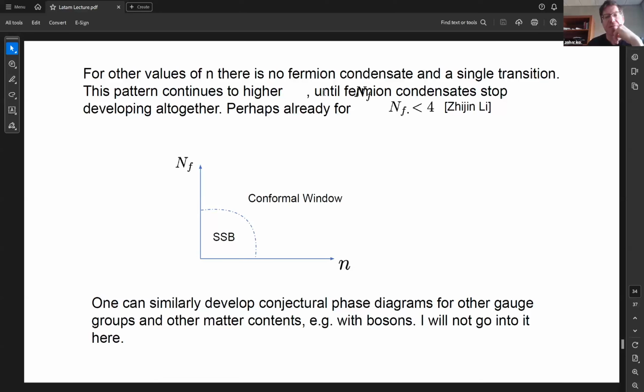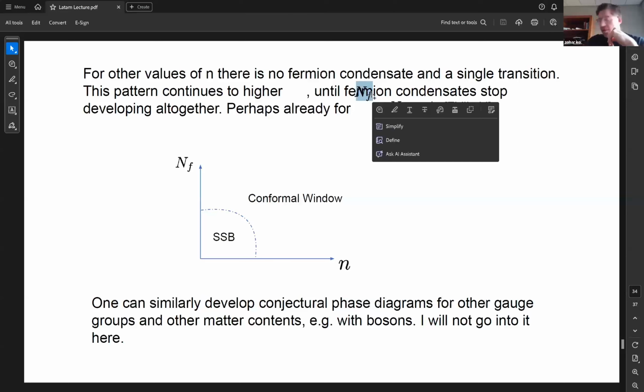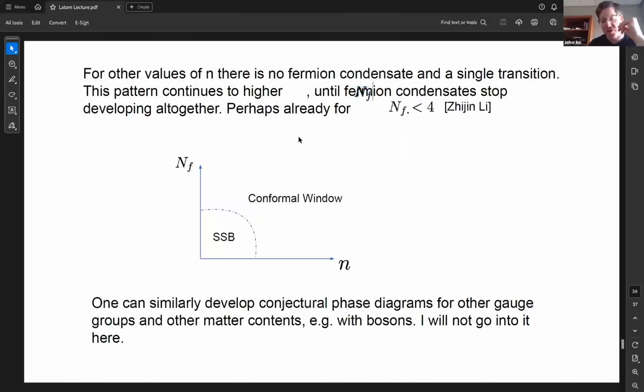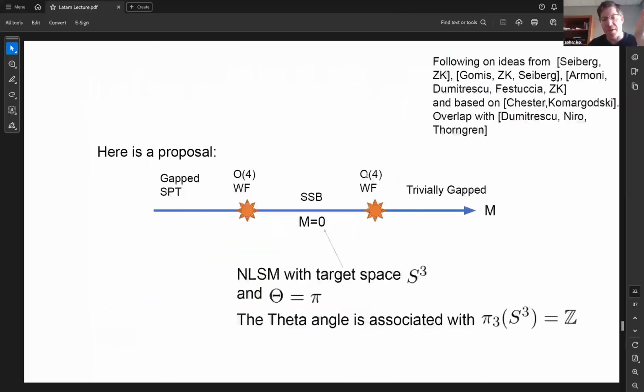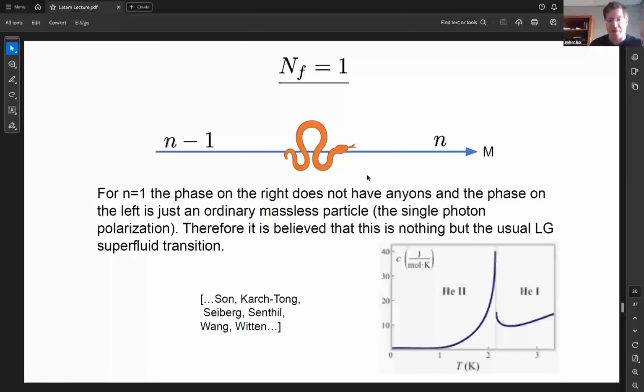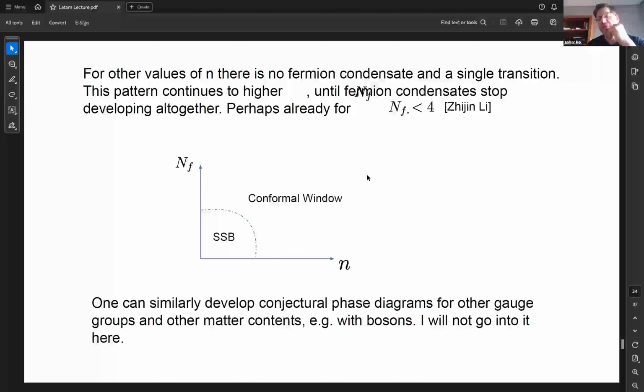I'll repeat what it says. For other values of topological order or other values of the number of species, we don't really have a full picture. There are some few examples where people made some sensible conjectures, like the ones I mentioned here. But more generally, we don't really know.